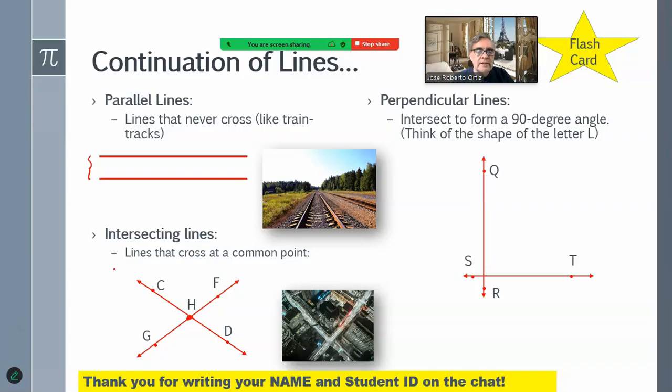Perpendicular lines are lines that form 90-degree angles. So if you think of the capital letter L, picture this L as a square. I'm going to represent it as almost like a little box, to represent that the lines are perpendicular. So it's exactly forming that perfect square. Okay.